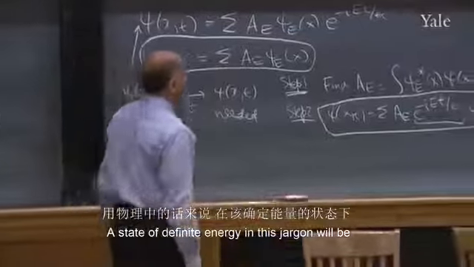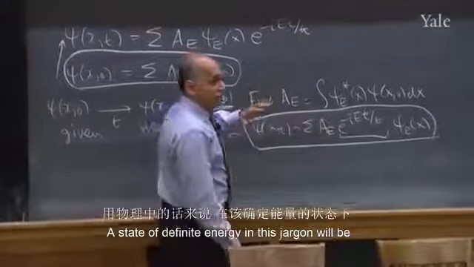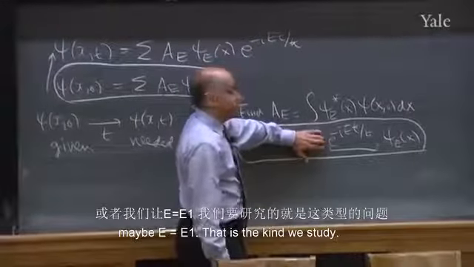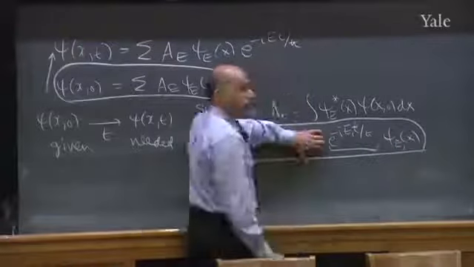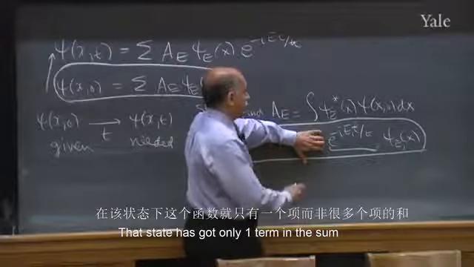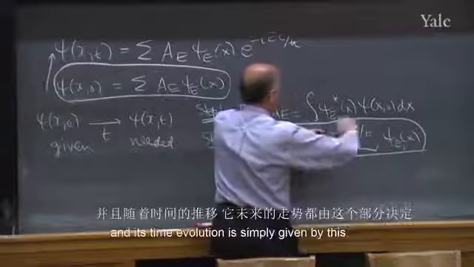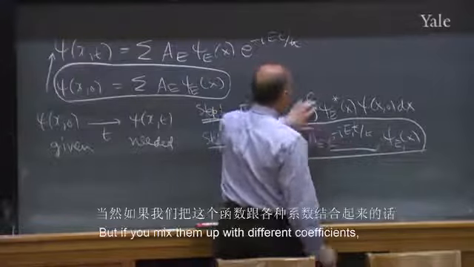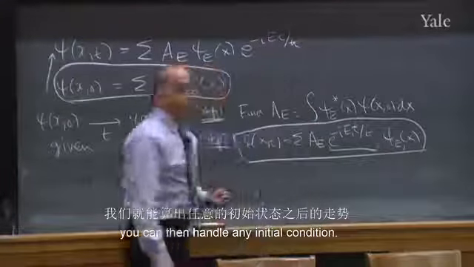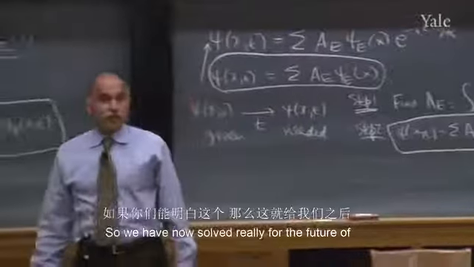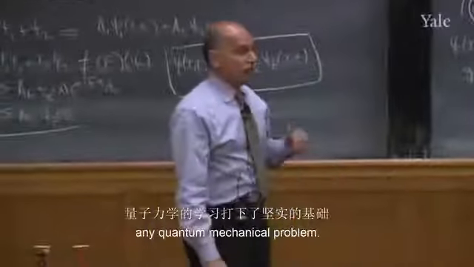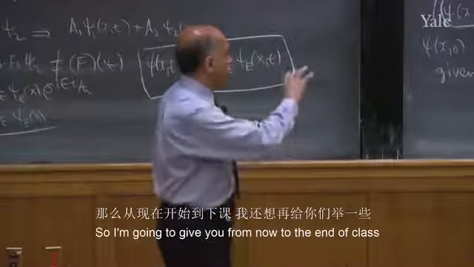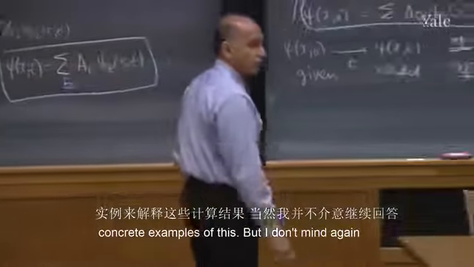A state of definite energy in this jargon will be the one in which every term is absent except one, maybe E equal to E1. That is the kind we studied. That state has got only one term in the sum, and its time evolution is simply given by this, and all probabilities are constant. But if you mix them up with different coefficients, you can then handle any initial condition. So we have now solved, really, for the future of any quantum mechanical problem. So I'm going to give you, from now till the end of class, concrete examples of this.